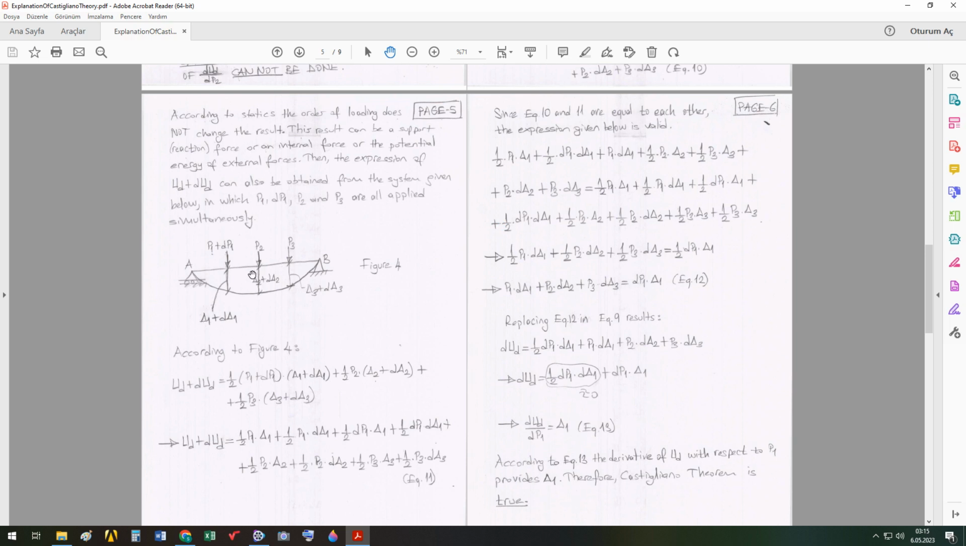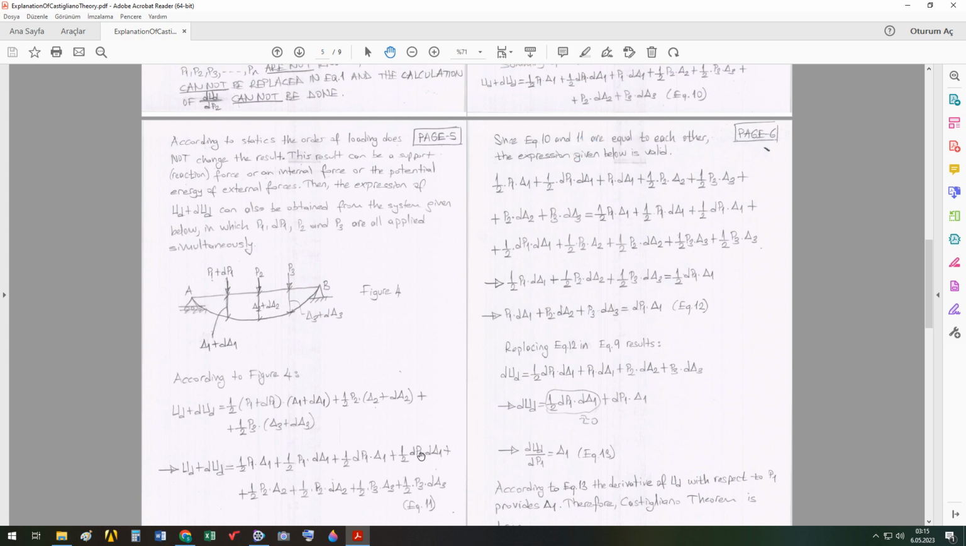Now, according to figure 4, this one, you see, is statically applied. The load is statically applied, so there is 1 over 2 in front of it, and the displacement in the direction of load is that one. The same things are done for P2, P3, and their corresponding displacements, and we obtain this equation. This is equation 11. As you will see, equation 10 and equation 11 are equal.